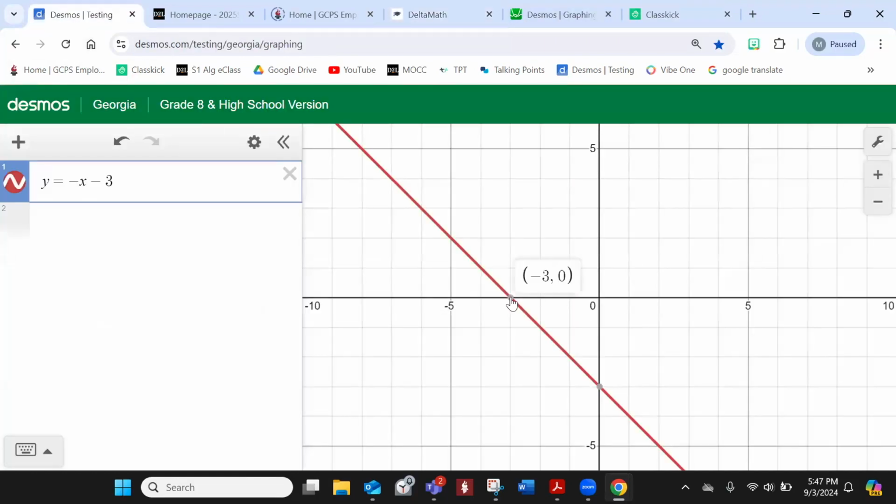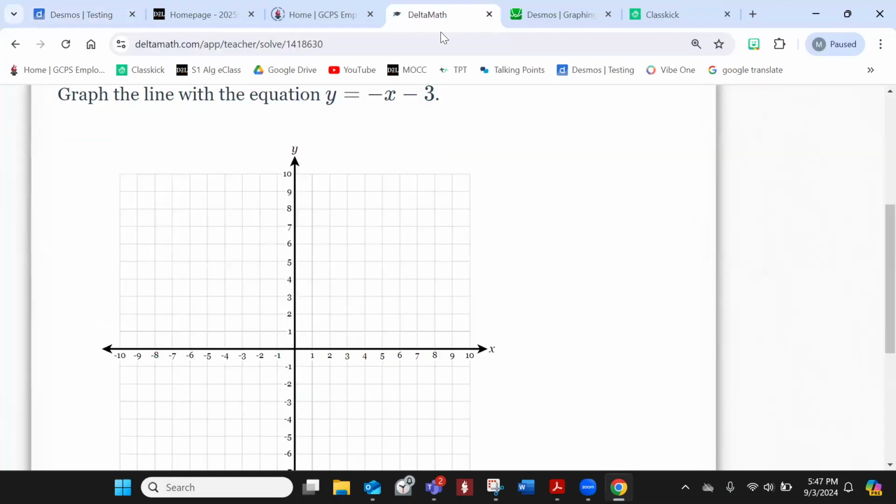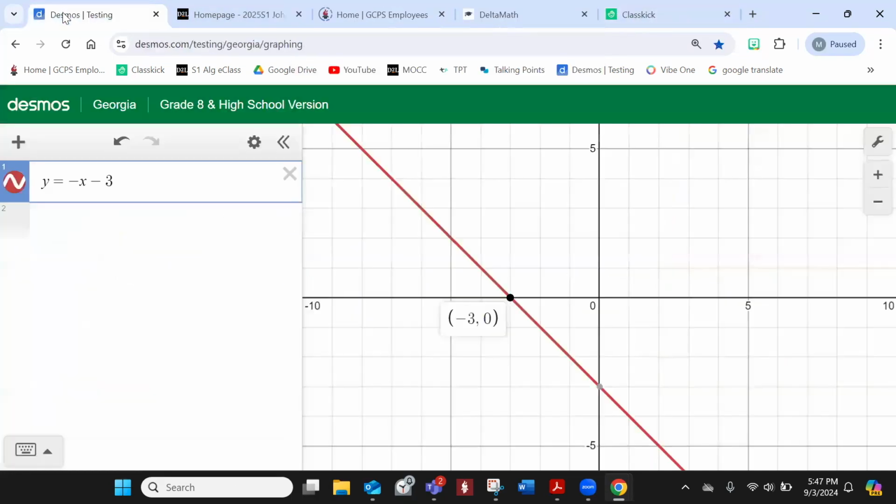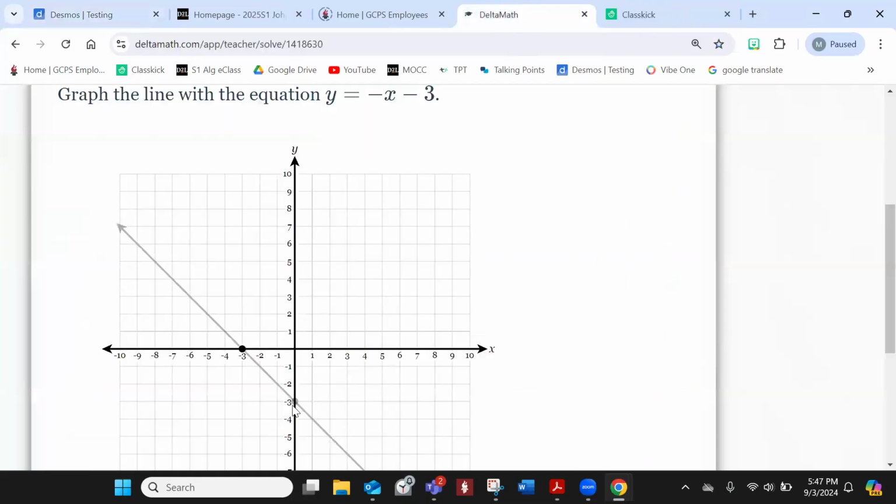All right, here's a point, negative 3, 0. So let's take this point and plot it. So negative 3, 0 is here. And then we need one more point and we should be good. All right, so let's go to this one. All right, 0, negative 3. So let's plot that one.